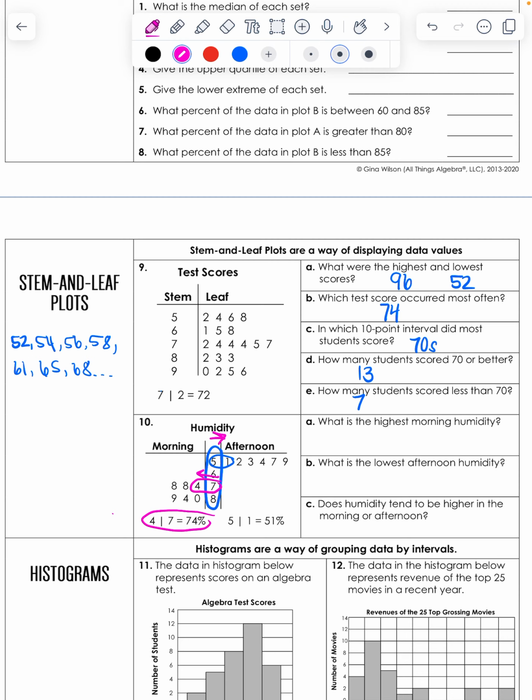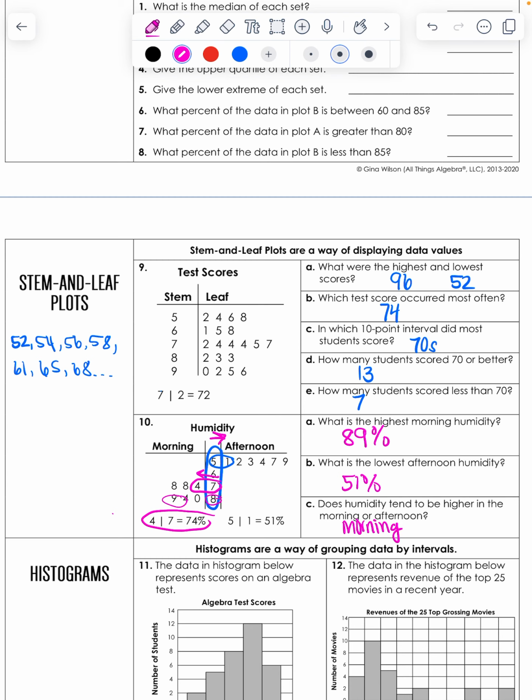So what is the highest morning humidity? So the highest would be 89. What's the lowest afternoon humidity? That would be the first one I had circled, 51. Does humidity tend to be higher in the morning or in the afternoon? And for wherever we are, for whatever reason, the humidity is definitely going to be higher in the morning. The higher numbers are occurring in the morning.